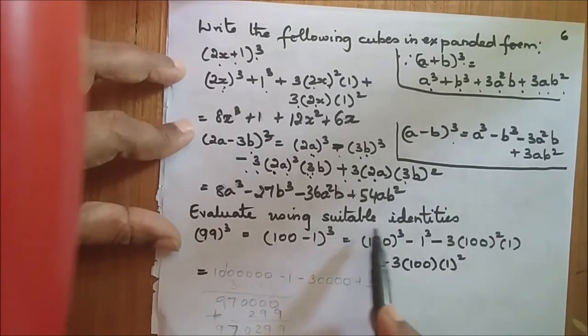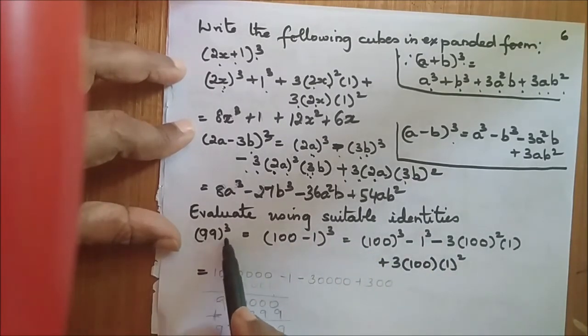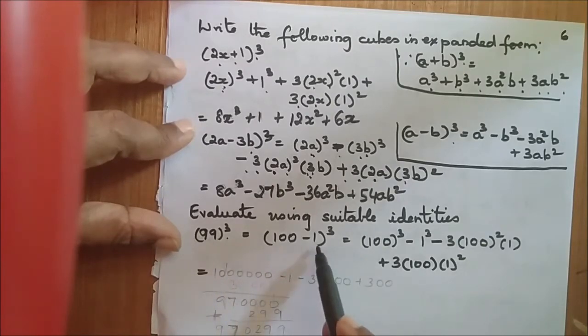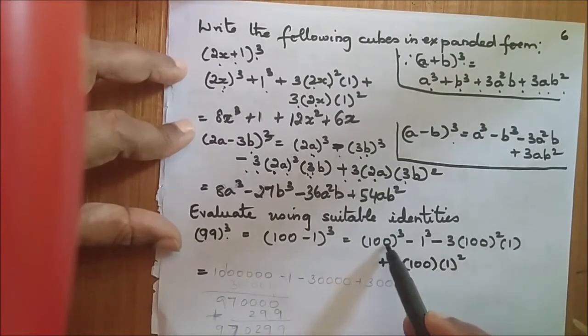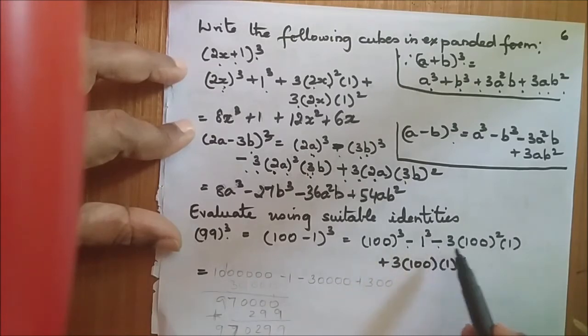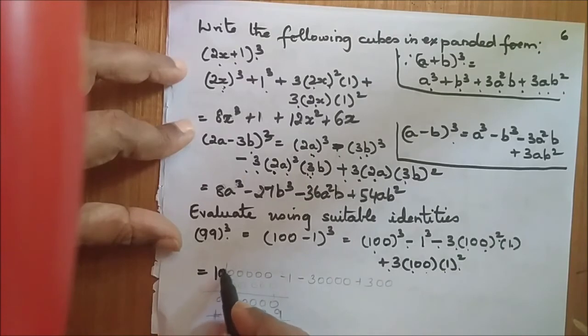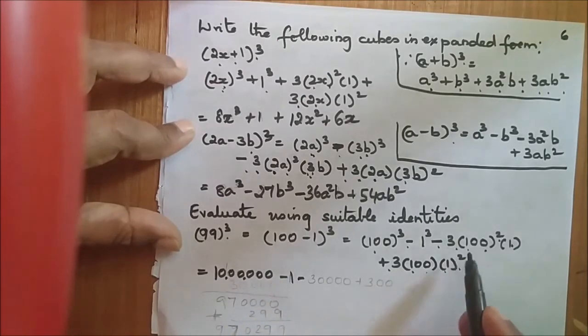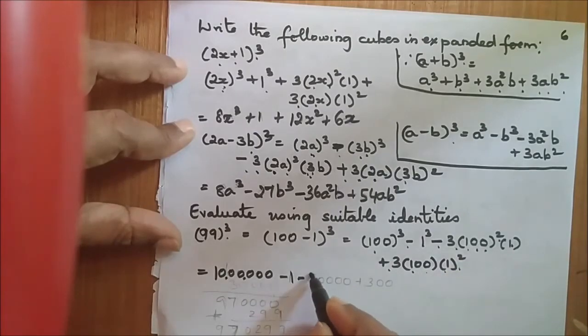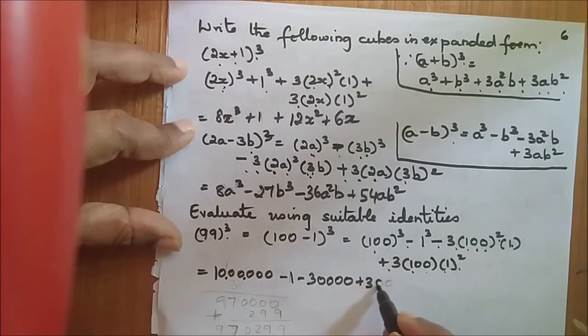Now evaluate using suitable identities: 99 the whole cube. This can be written as (100 - 1) the whole cube. What is it? 100 cubed minus 1 cubed minus 3 into (100) the whole squared into 1 plus 3 into 100 into 1 squared. Note what is 100 cubed? It is 1 followed by 6 zeros. Okay, so it is that one minus 1 minus 3 into 100 squared, so it is 3 followed by 4 zeros, plus 300. Okay, so if I add all of them, I have to subtract 1.